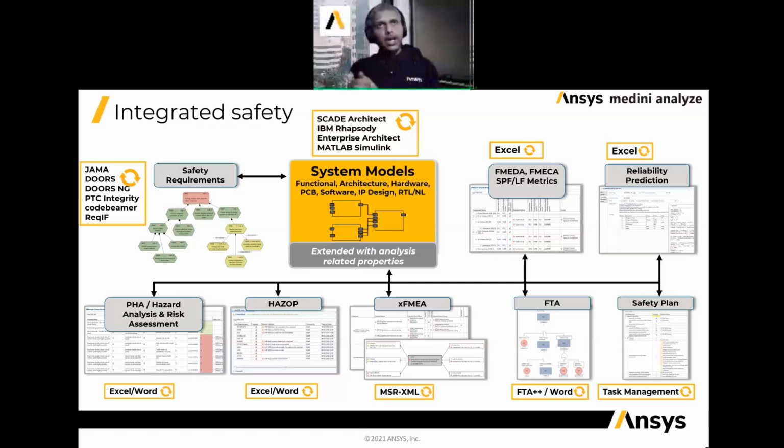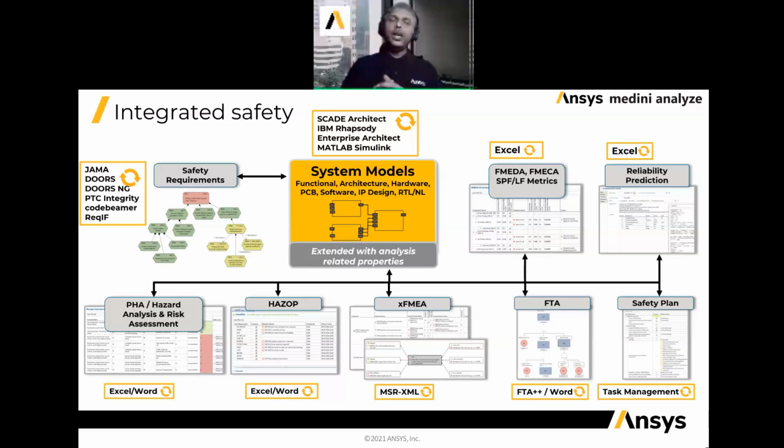So when it comes to the architecture again, you can do it with SCADE Architect, which is the one that I just talked to you about, SCADE Suite and testing that I talked about just before, or you could do it with other tools such as maybe IBM Rhapsody or Enterprise Architect or MATLAB Simulink. Now, of course, there is no dependency on any external tool. If you want to do it in Medini Analyze, we provide you a SysML editor within this tool itself so that you could create your vehicle architecture right over here.